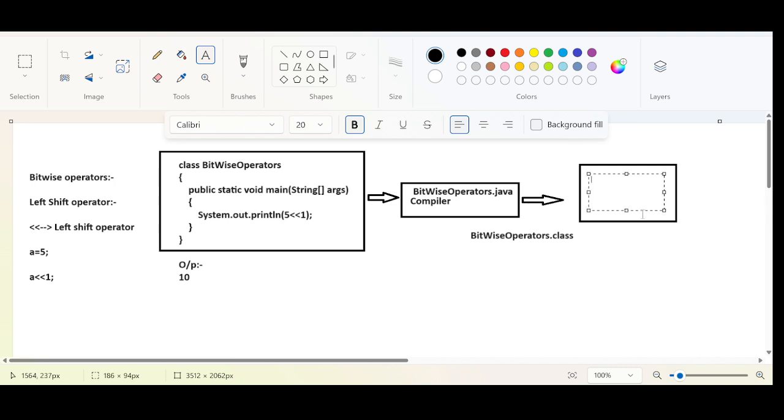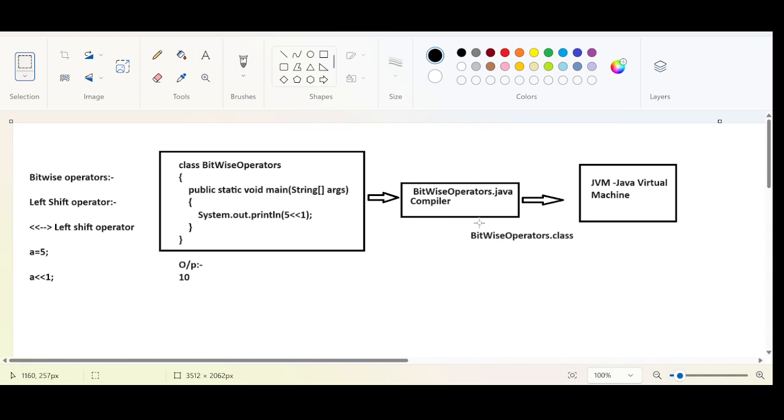Okay. So the JVM comes into picture. JVM is also called Java Virtual Machine. The job of the Java Virtual Machine is to execute the code. This .class file will be taken inside the JVM for the execution purpose. As soon as it is loaded, the JVM is going to create a thread. We have seen this yesterday. A thread will be created.